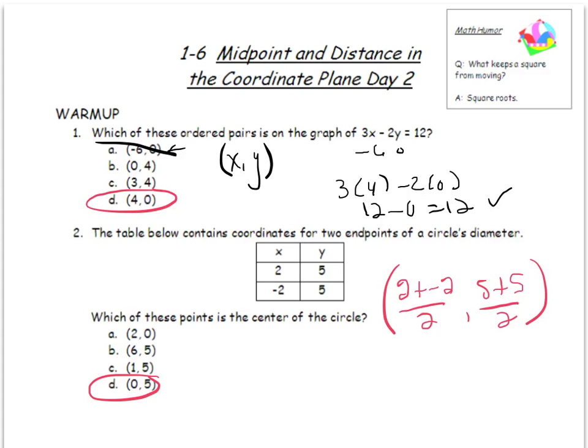In number 2, they want you to find the center of the circle. Well, they give you the endpoints of the diameter. So they give you that the endpoints are at 2, 5 and -2, 5. This is the diameter, so it cuts straight through the center. If I want to find the center, it's really finding the midpoint or the middle point. So you have to add your x's, divide by 2, add your y's, divide by 2, and when you do that, your answer is D.